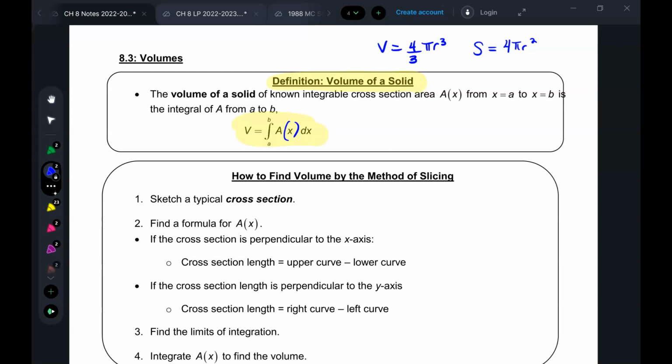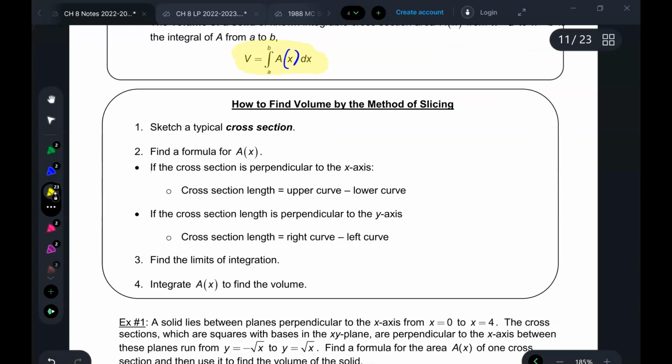So think about this. If I do the derivative of volume, I get surface area. If I integrate the surface area, I get volume. But now we're going to extend that to the area of any shape. So let's start with cross sections.